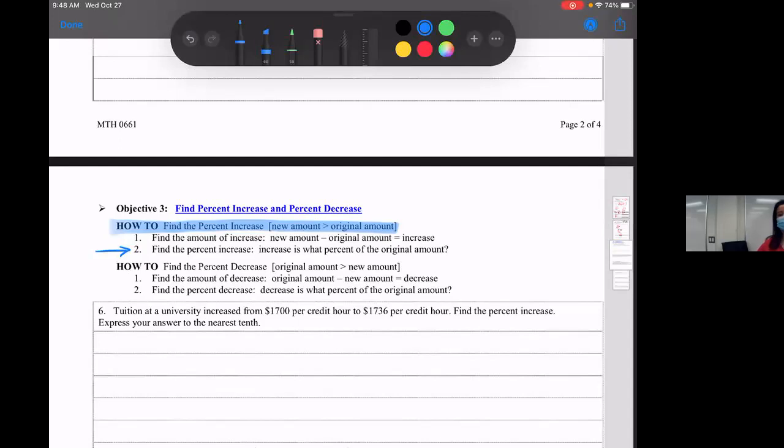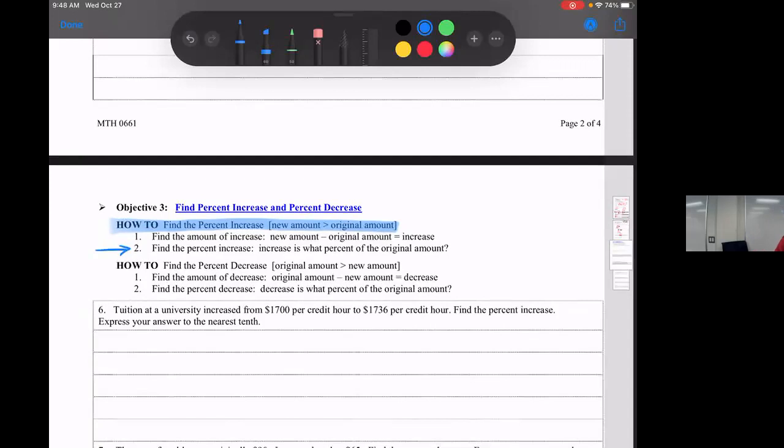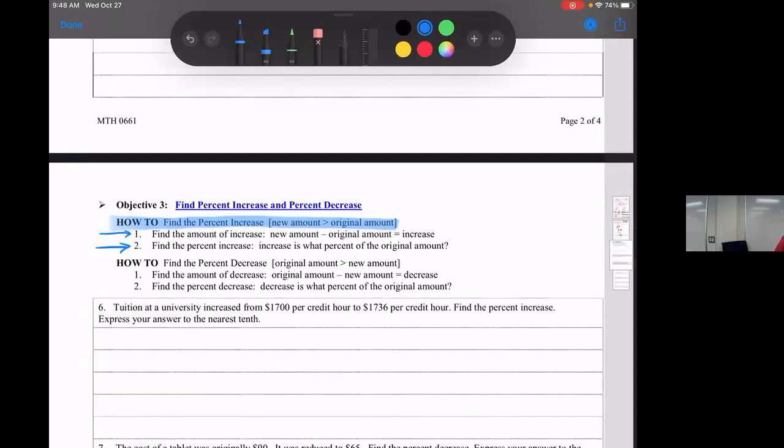Before you find the percent increase, you need to know the amount of increase. So if I say this pair of shoes cost me $50, but then I decided to raise it to $80, what's the amount of increase? $30, right? So the amount of increase is equal to the new amount subtract the original amount. Makes sense, right?